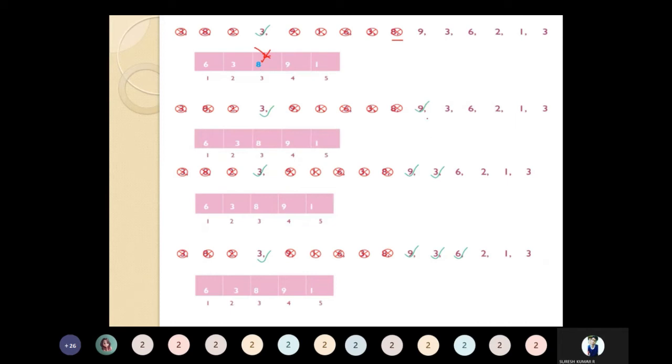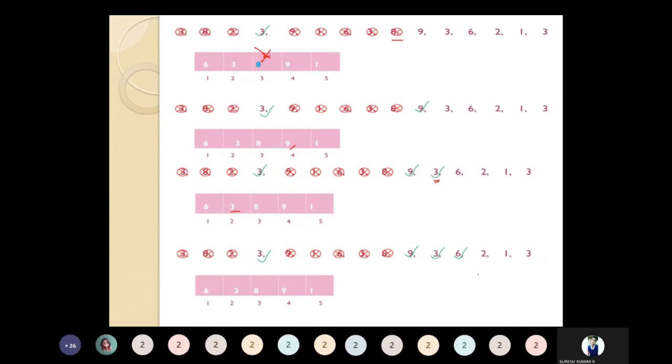Next, I'm looking at the 9, but 9 is already present. 9 is already present in the fourth slot, so there is no need to fill the ninth page. Next, I look at the third. The next one, 3, will come here. I look at these 5 slots, and 3 is already present, so 3 also needs no placement.